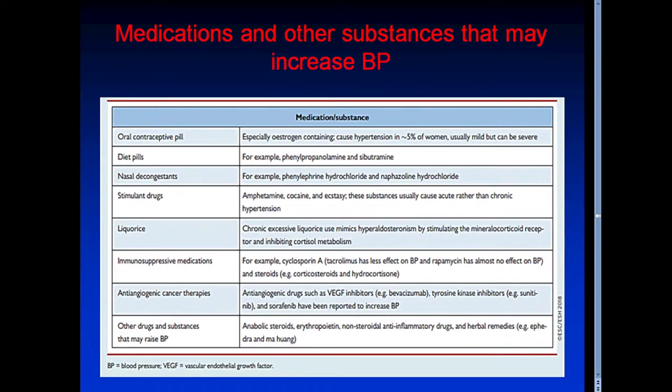Medications and other substances that may increase BP: oral contraceptive pill, diet pills, for example phenylpropanolamine, sibutramine, nasal decongestants, stimulant agents like amphetamine, cocaine, ecstasy, and other substances. Licorice: chronic excessive licorice use mimics hyperaldosteronism.